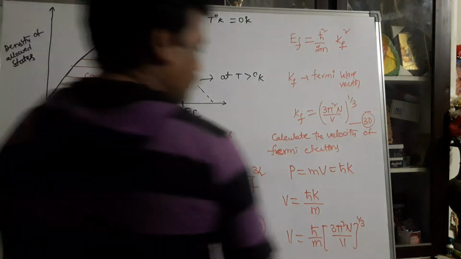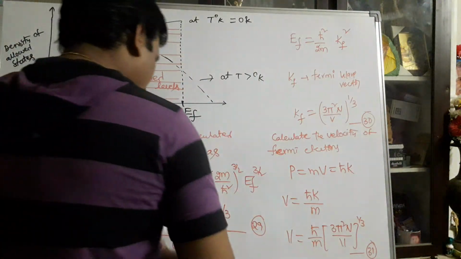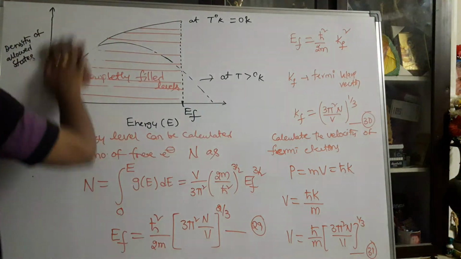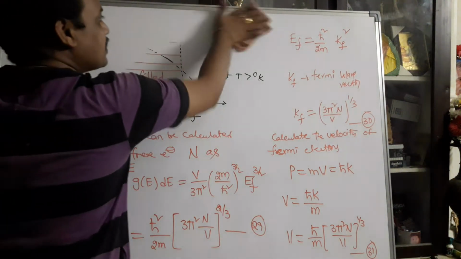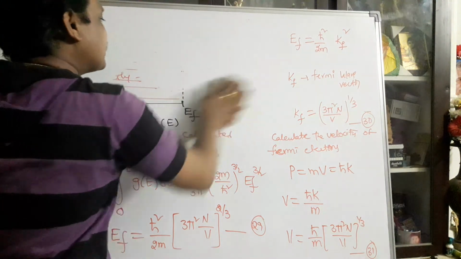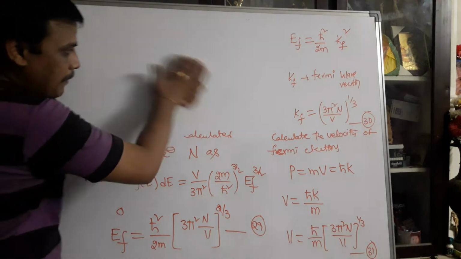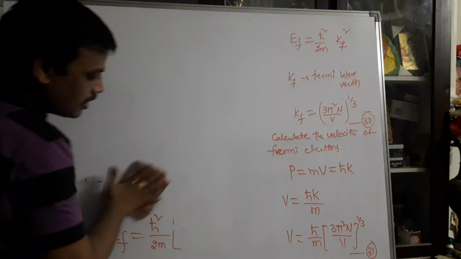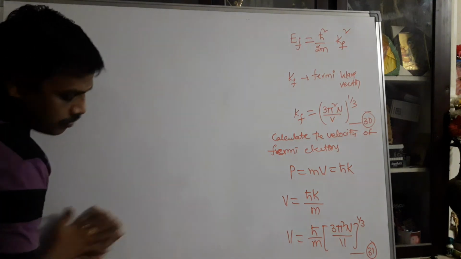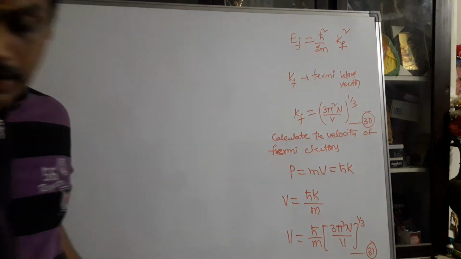This equation can be taken as 31. That is called the velocity of the electron in the Fermi energy level. So the moving electron has some velocity. That velocity of the Fermi electron can be taken as ħ/m (3π²n/V)^(1/3). That is called the velocity of the Fermi electron.